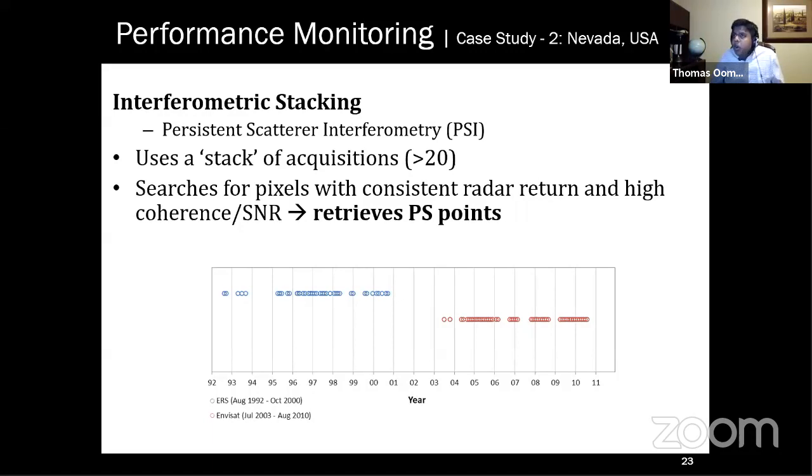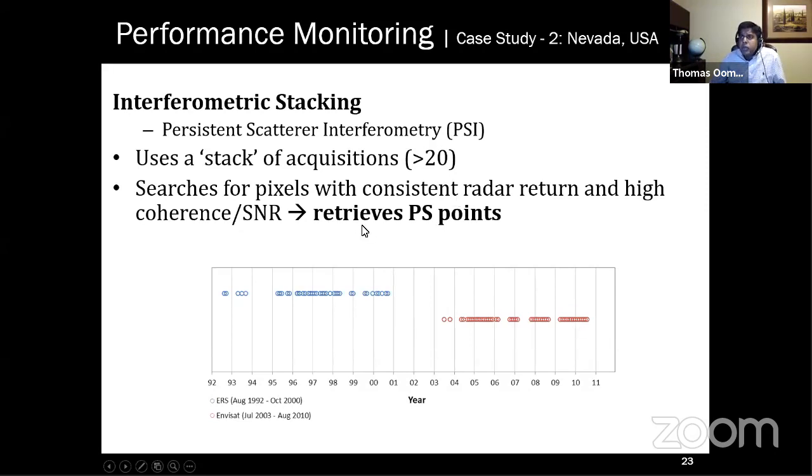In this case, we used two different satellites. We used one called the ERS and the other one called ENVISAT. The ERS was available from 1992 to 2000, and the ENVISAT was available from 2003 to 2010. So you can see here, this is the ERS data. We have a gap here between 2000 and 2003. And then from 2003, we had the ENVISAT data.